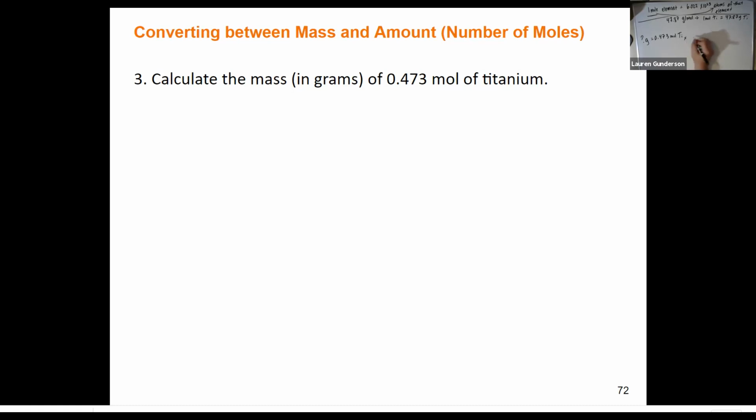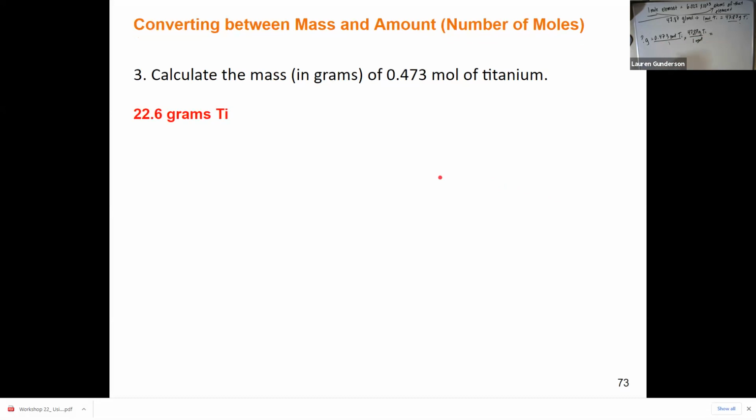So we're starting with moles up on the top of our fraction bar. We know we want to put that same unit down here so that it cancels out. And then we're going to use the mole to gram conversion here from our molar mass. So we have 0.473 moles times 47.87, and we end up with 22.6 grams of titanium in this sample.